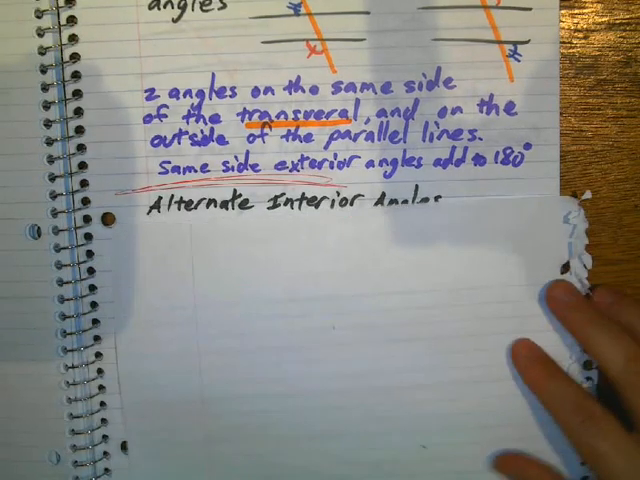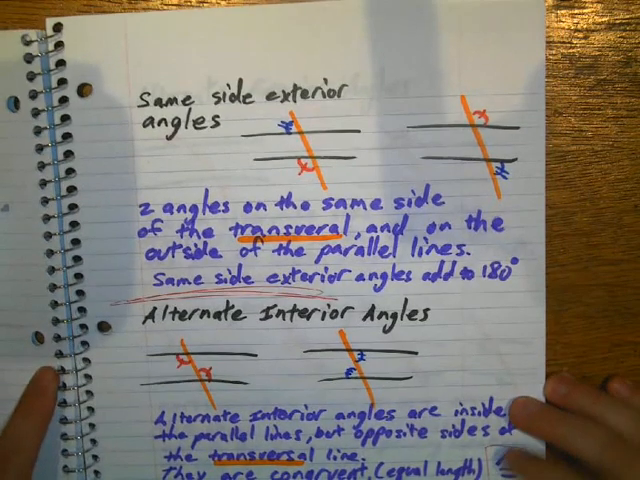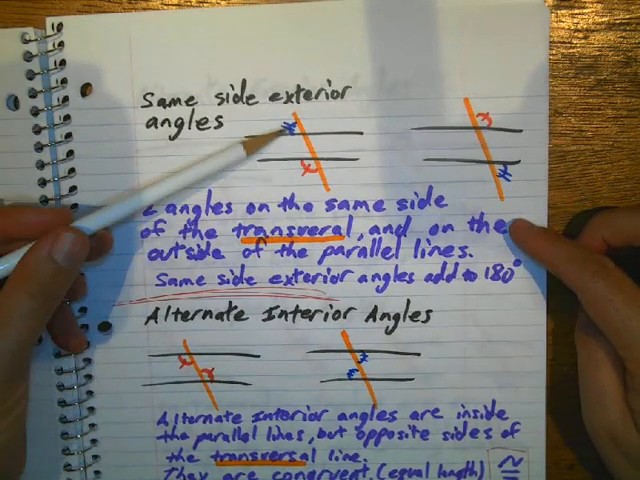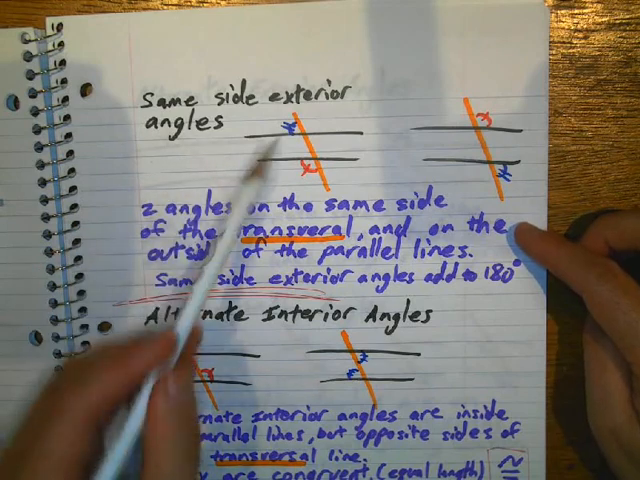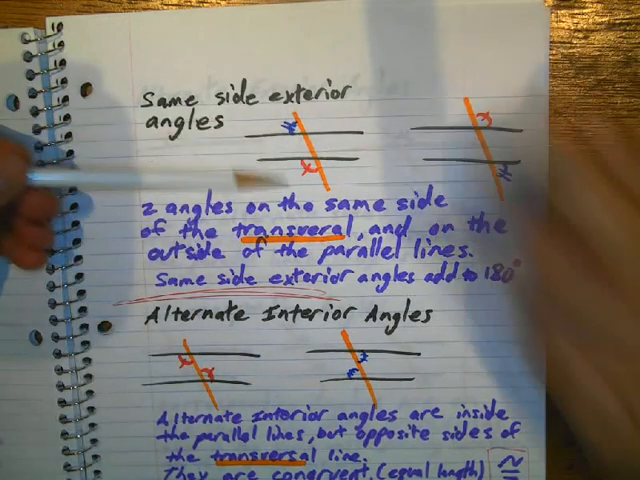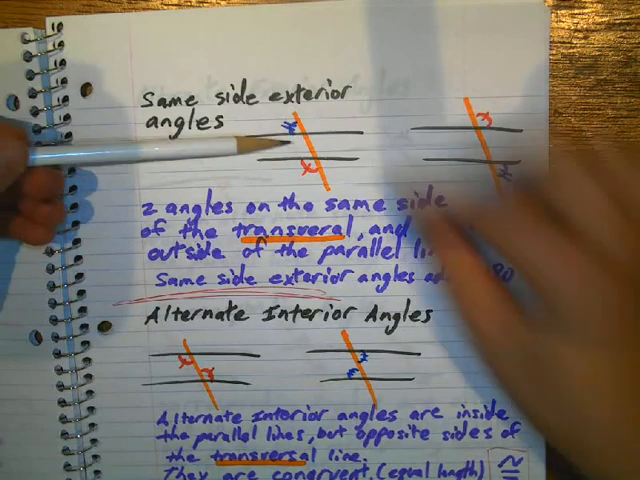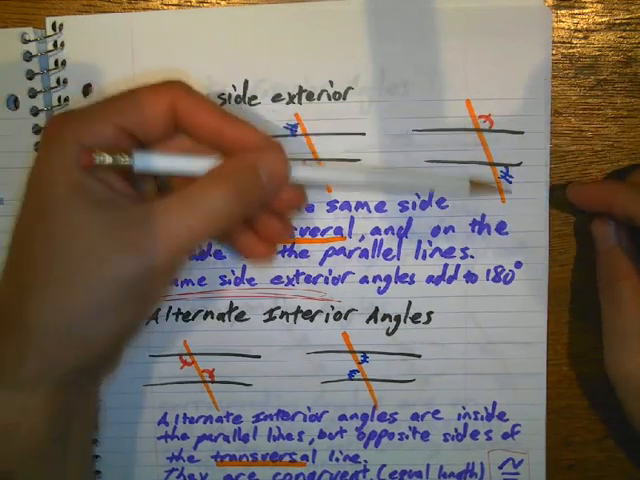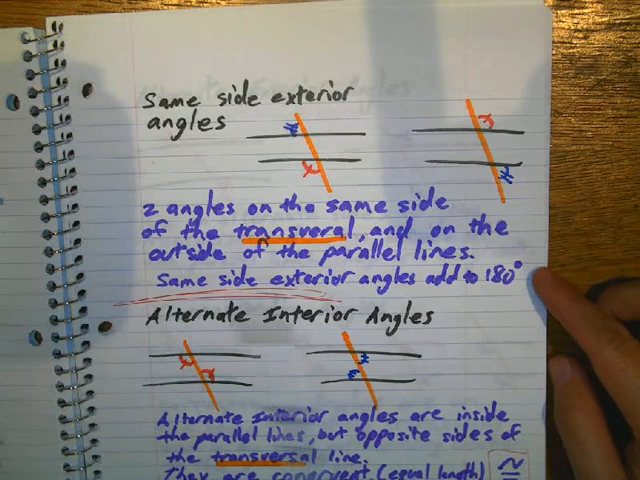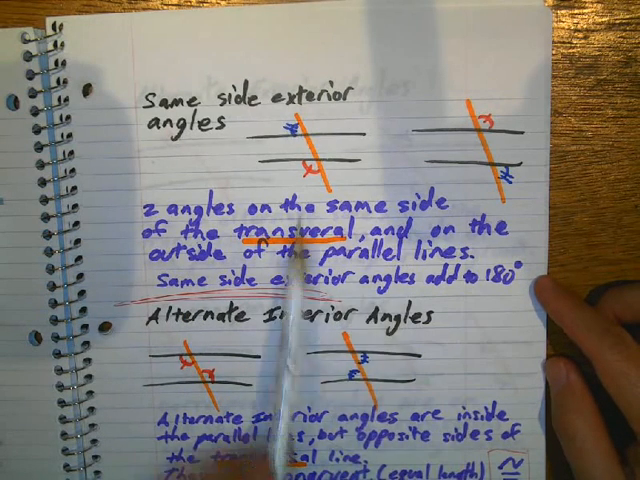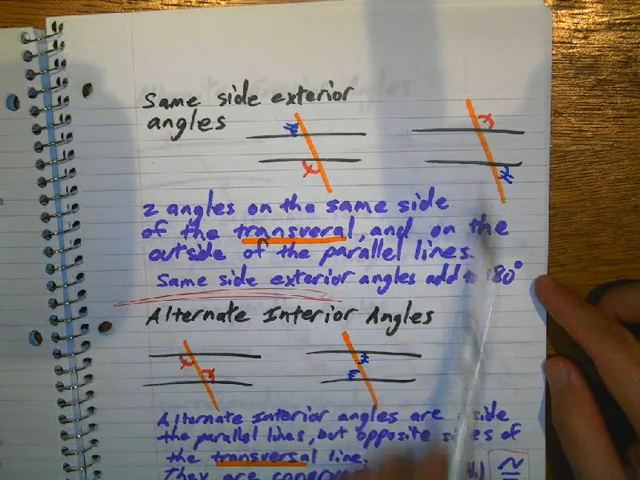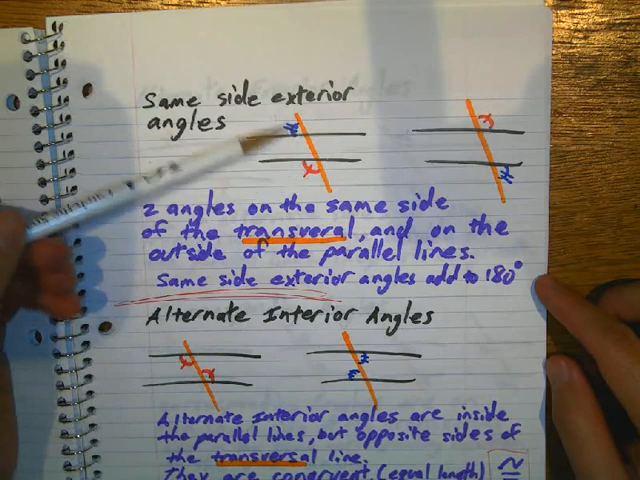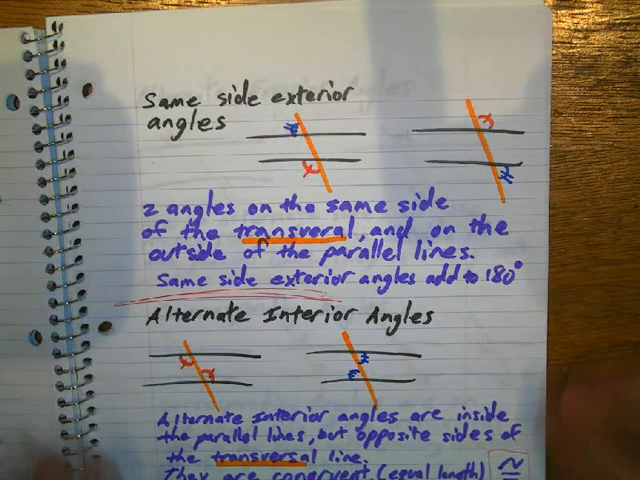Okay, here we've got same side exterior angles. So they're on the same side of the transversal and they're on the exterior, which means on the outside of the parallel lines. So this and this are on the outside of the parallel lines. Same thing here, outside of the parallel lines, same side of the transversal, and these are going to add up to 180. This and this adds up to 180, this and this adds up to 180. And given that they're not the same size, that's why I put one mark and two marks. That means they're not the same measurement.